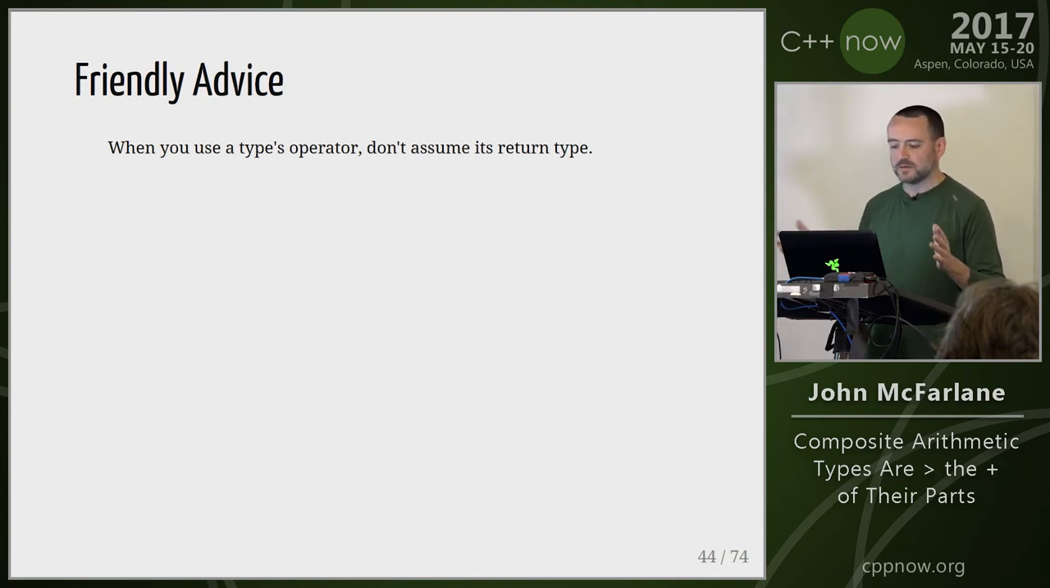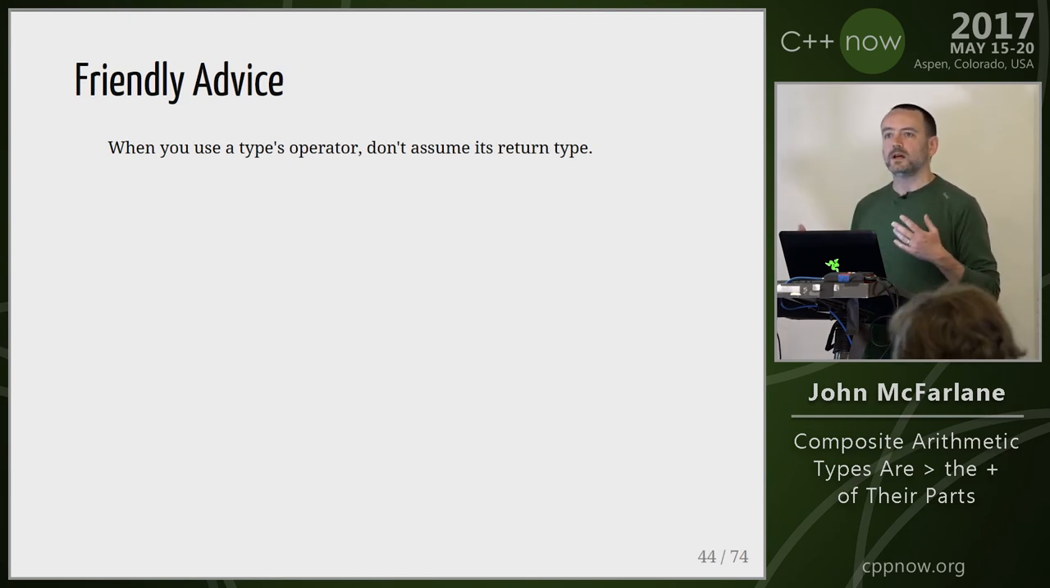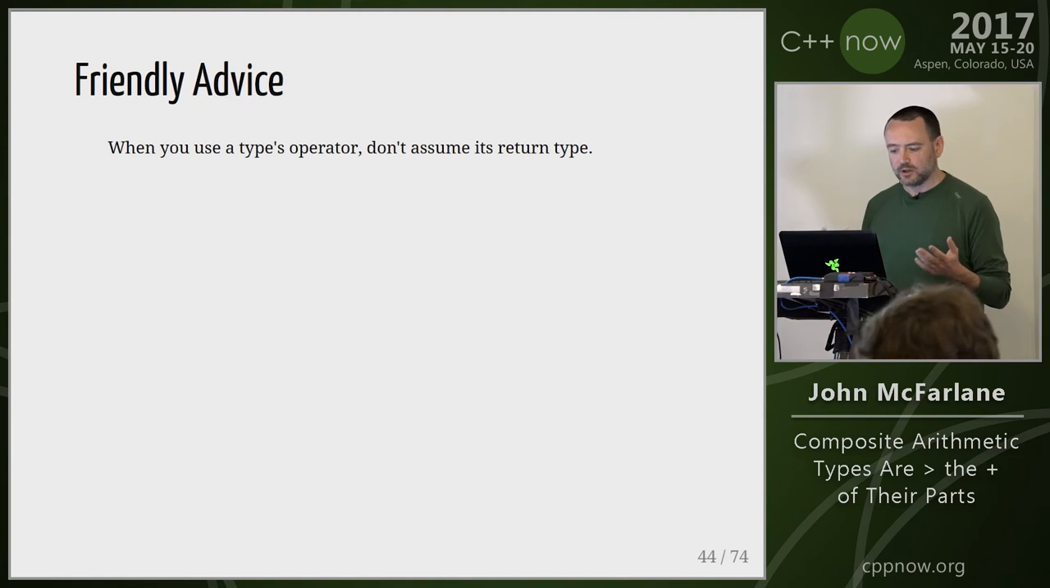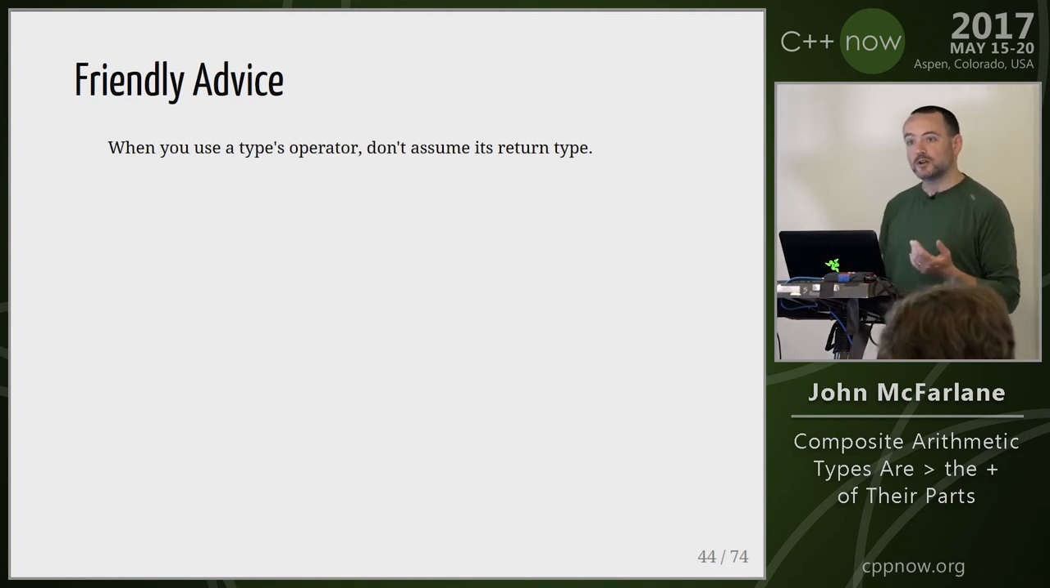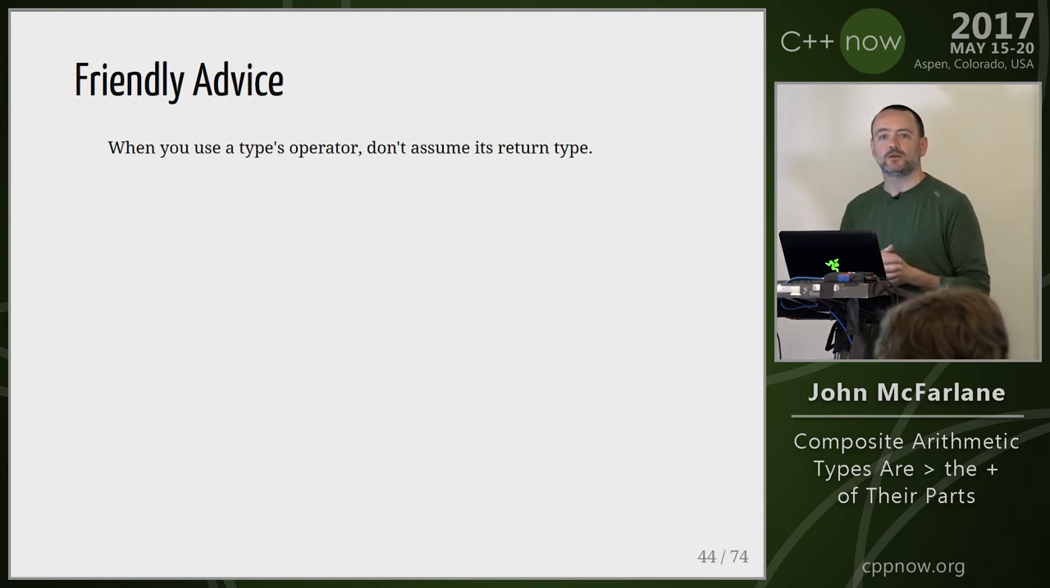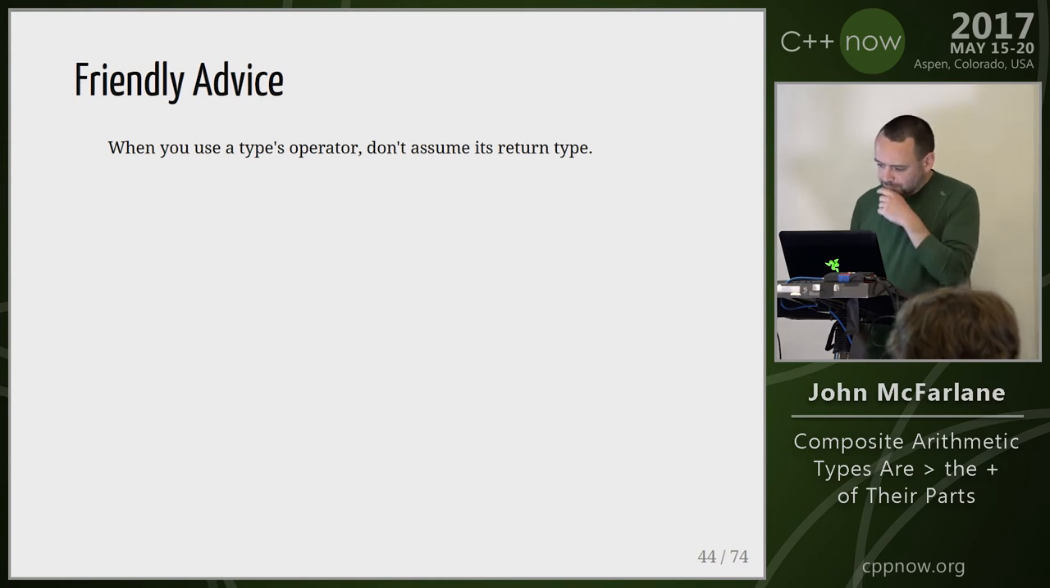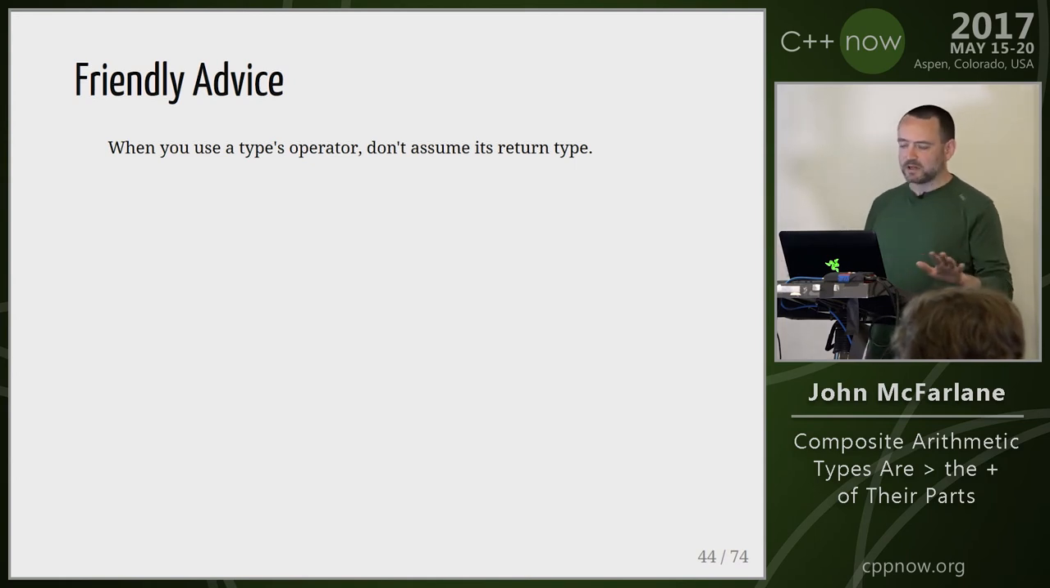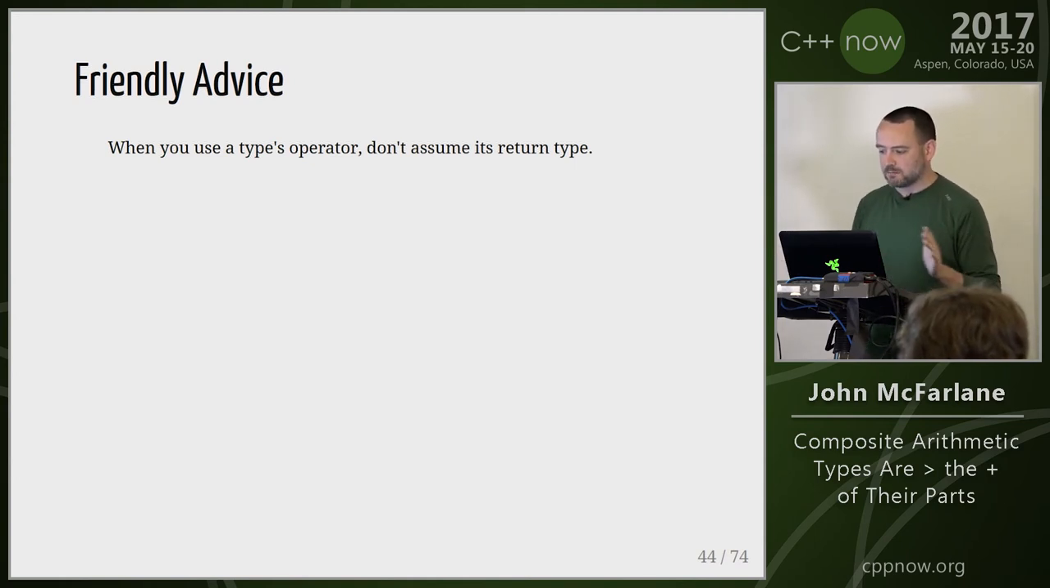The conclusion from that is, when you use a type's operator, don't assume its return type. You might never come across the type that you're going to need to handle yet. It might not have been written when you write your operator. But that's just for arithmetic operators. Say for comparison, it's safe to return bool, right?